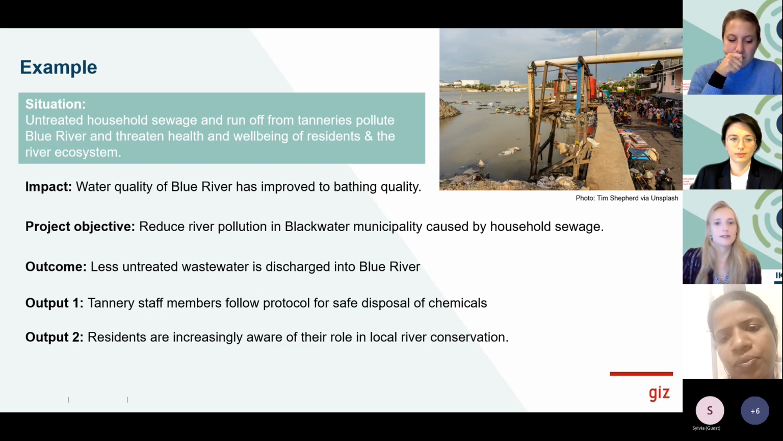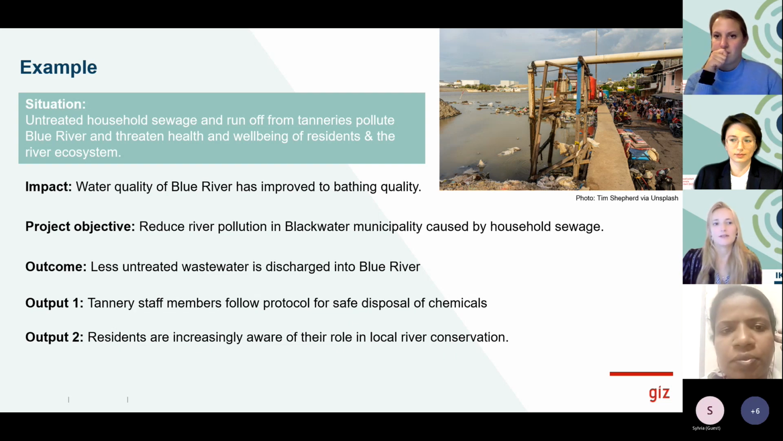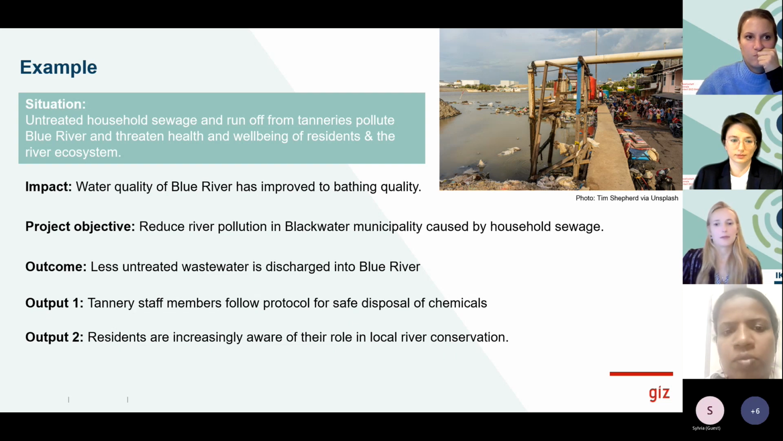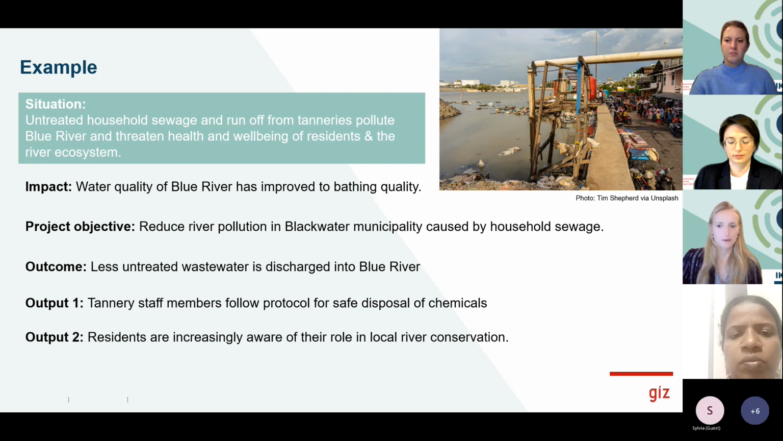As you just heard from Lisa, to change the whole quality of a whole river is really, really hard to achieve. And that means that most probably our project cannot achieve this impact goal. And that's why, again, we're also not asking IKI Small Grants projects to reflect on such an impact. But a lot of projects would work on the improvement of quality of the Blue River.